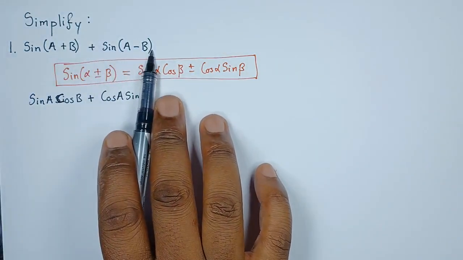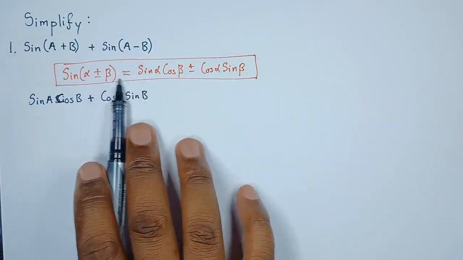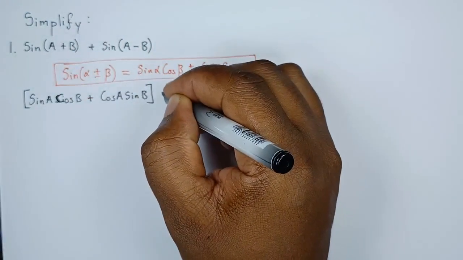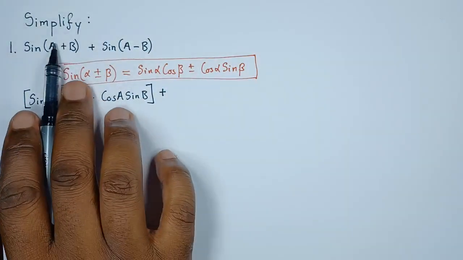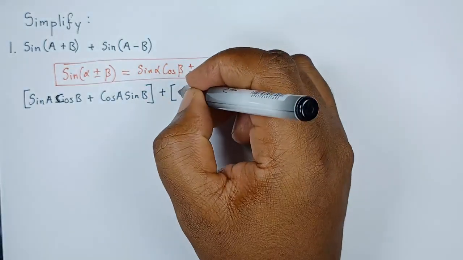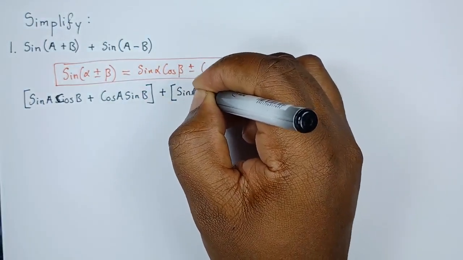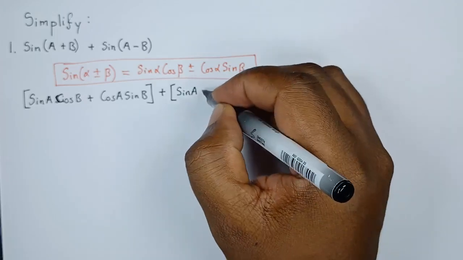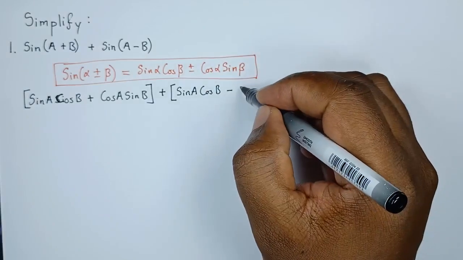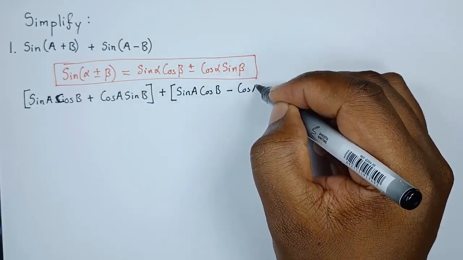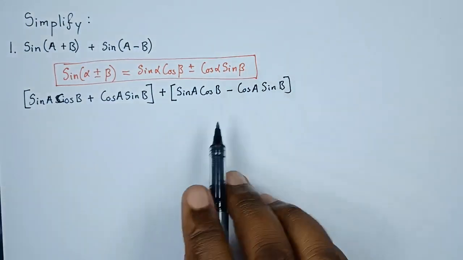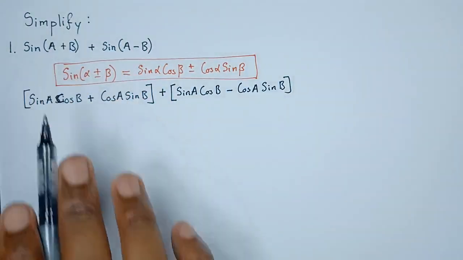Now let's do one with the minus. The only difference with the one with the minus is that here we're going to use minus. So let me do this so that it's easy to see. So this whole expression is the one for the plus. Now let's do the one with the minus. So again, our alpha is A, so we'll have sine A cos beta. Our beta is B, so cos B. We're using a minus here. Then cos alpha, which is cos A, sine beta, which is sine B. Okay, so this is for the minus, this is for the plus.